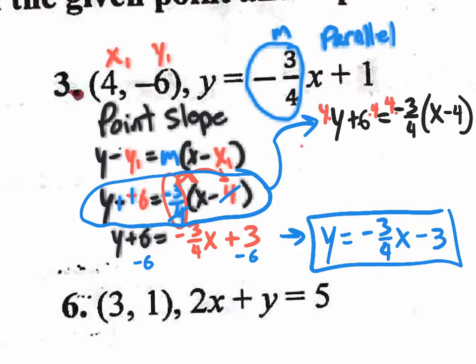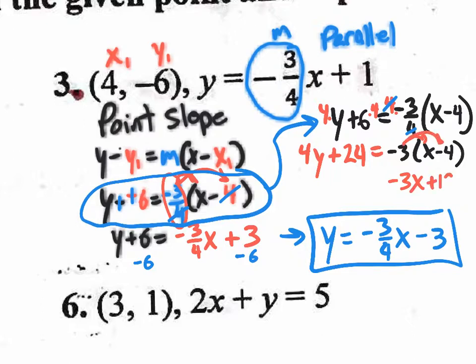And this would have given you 4y plus 24 equals, the 4 cancels with the 4, and you're still going to have to distribute the negative 3 times the x minus 4. So you could have gotten rid of the fraction. If you wanted to not distribute the fraction, you could have gotten rid of the fraction. That way you only distribute the negative 3 times x and get negative 3x, negative 3 times negative 4 and get positive 12. Bring down the equal sign and have 4y plus 24.